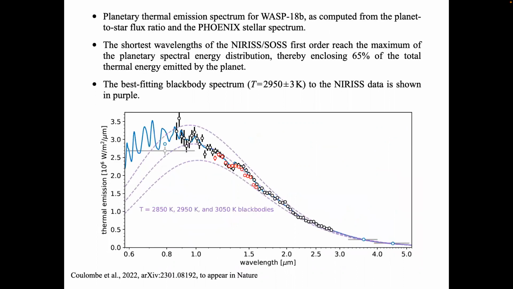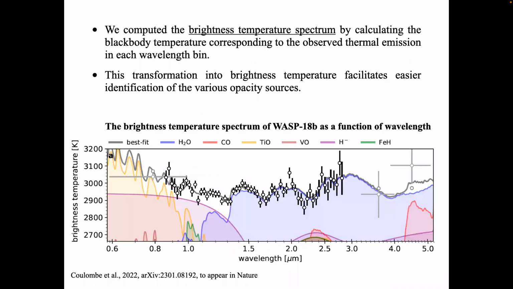And then it's also possible to obtain the planetary thermal emission of the planet. And so you can fit the best black body spectrum for your data very nicely. And then you can also estimate the brightness temperature spectrum. This is very important, because then you can easily see the features due to the various species in the atmosphere of the planet.